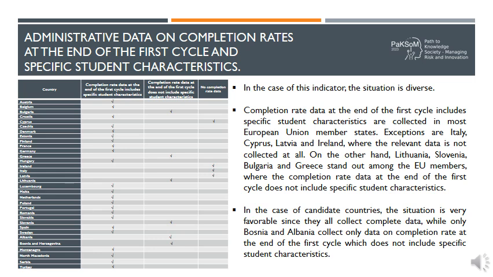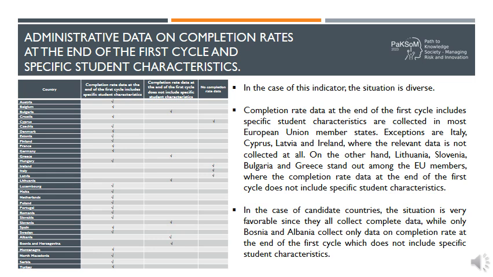We can conclude that completion rate data at the end of the first cycle, which includes specific student characteristics, are collected in most European Union member states. Exceptions are Italy, Cyprus, Latvia, and Ireland, where the relevant data is not collected at all. On the other hand, Lithuania, Slovenia, Bulgaria, and Greece stand out among the EU member states where the completion rate data at the end of the first cycle doesn't include specific student characteristics.